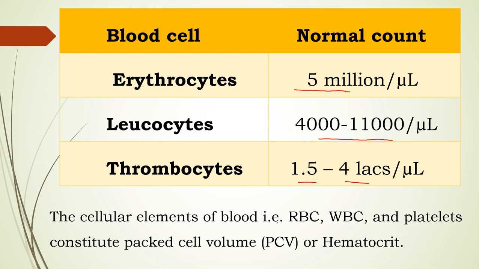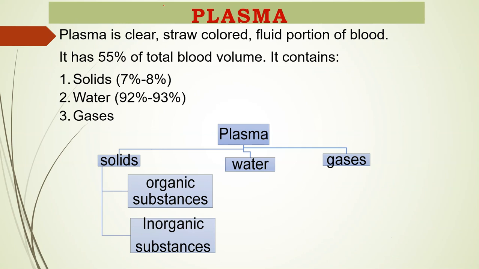The cellular components of blood, mainly the RBC, WBC, and platelets, together make up the hematocrit, or else we will observe in a diagnostic report that it is PCV, which is nothing but packed cell volume, or hematocrit value. Hematocrit value is the packed volume of RBC, WBC, and platelets. Yes, the blood is mainly composed of the formed elements as well as plasma.